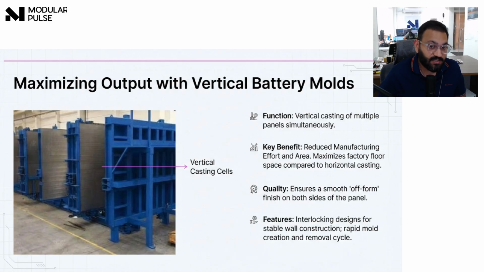Another important point is consistency. Since all the panels are cast inside the same mold system, dimensions, surface finish, and edge quality remain consistent across batches. Battery molds are especially useful when producing thousands of similar wall panels, and in simple terms, battery molds turn wall production from a construction activity into an assembly line process.